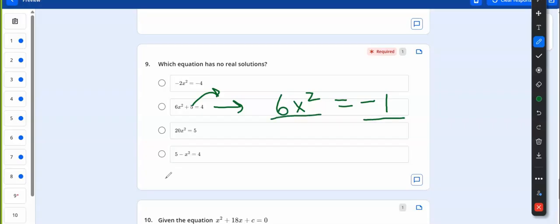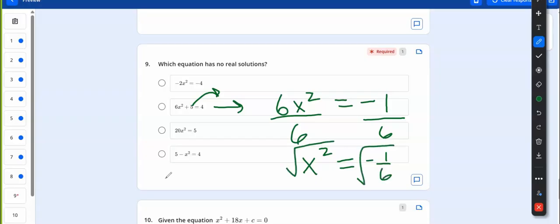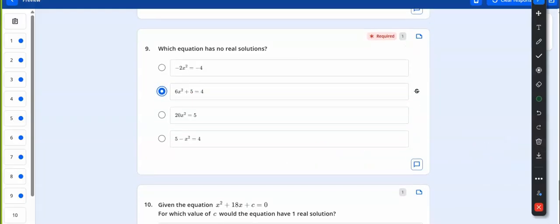Then what do you do next? Divide by 6. So now we have x squared equals -1 over 6. If we take a square root, did we get a situation where we had a negative number under a radical? Yeah. That is our answer. That's the equation that has no real solutions. So that's what you're looking for. Does that make sense?